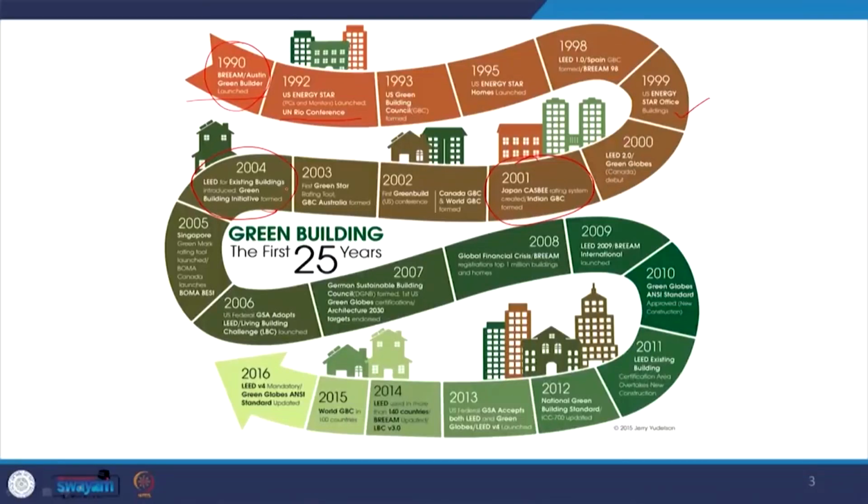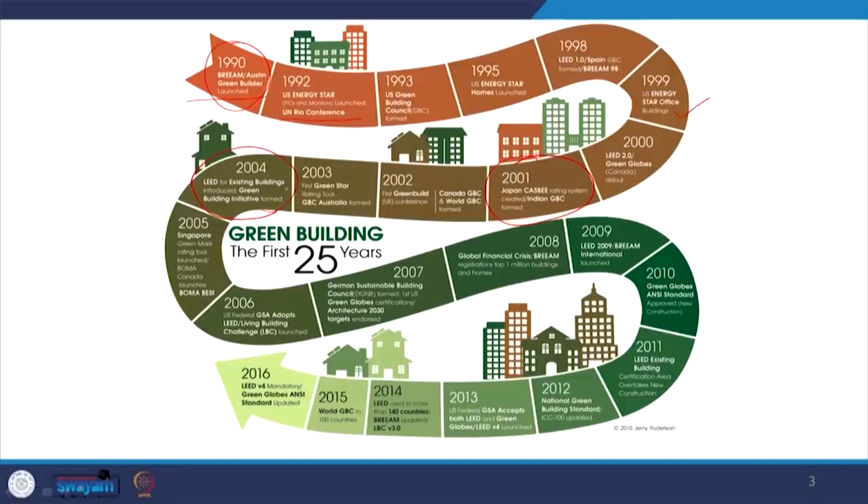2005, Singapore Green Mark was launched. 2006, the Living Building Challenge was launched. 2007, German Sustainable Building Council DGNB was formed, and the first US Green Globes certification came into place.